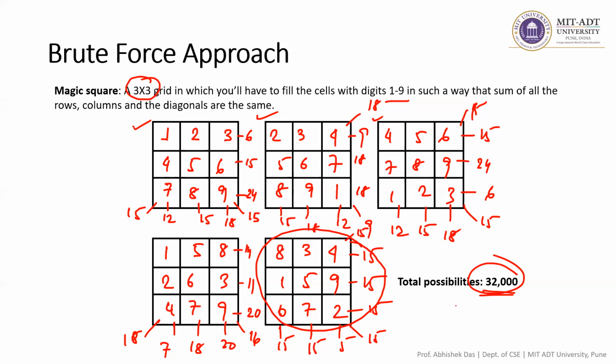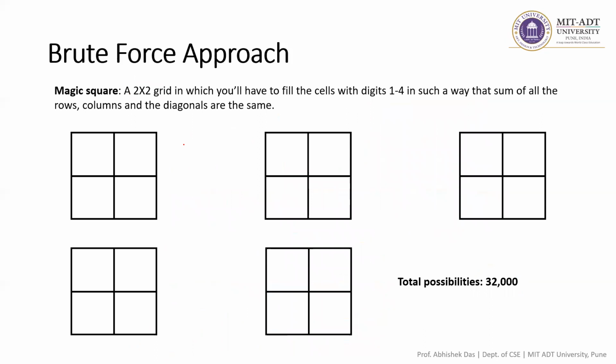Now I will show you another kind of problem where even using the brute force approach, you are not going to solve that particular problem. The problem is actually very simple. Instead of taking a 3 cross 3 grid, if you take a 2 cross 2 grid, and you are asked to fill the cells with digits starting from 1 to 4 in such a way that the sum of all the rows, columns, and the diagonals are the same, right?